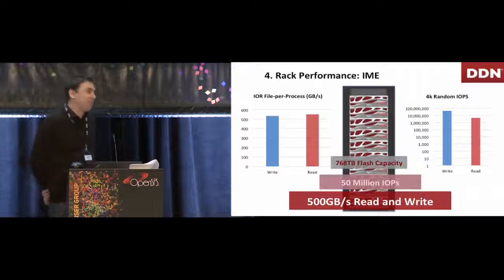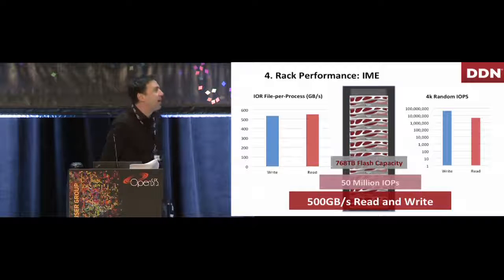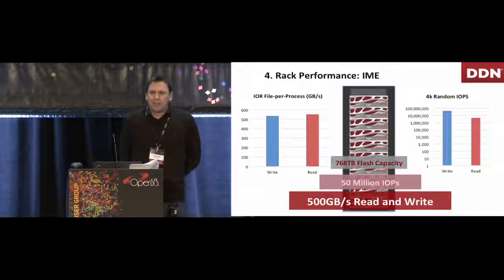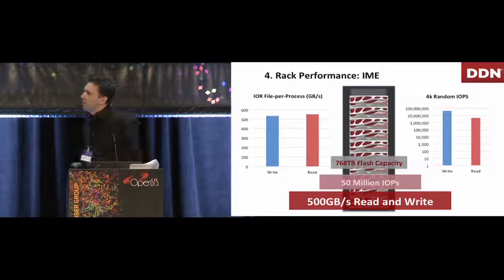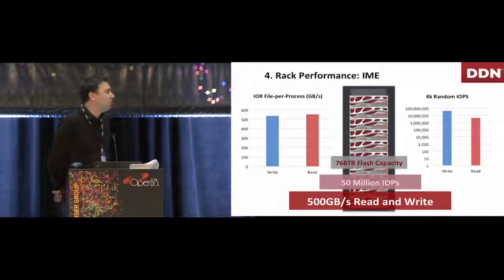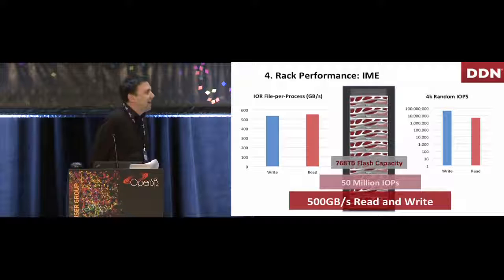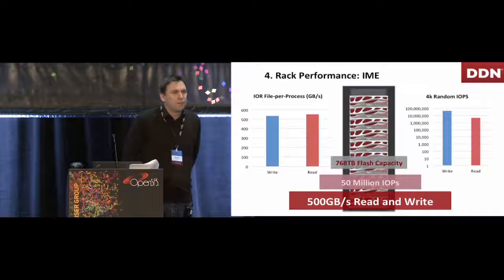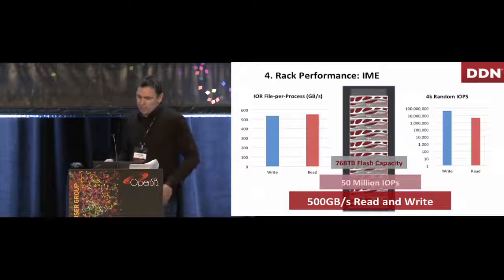So what about performance of that system? We're lucky enough to have 10 systems also in a rack. And this one's fairly remarkable, I think. We're currently hitting 560 gigabytes a second for reads and very close to that for writes. And we also get 50 million 4K random write IOPS, which is fairly remarkable.